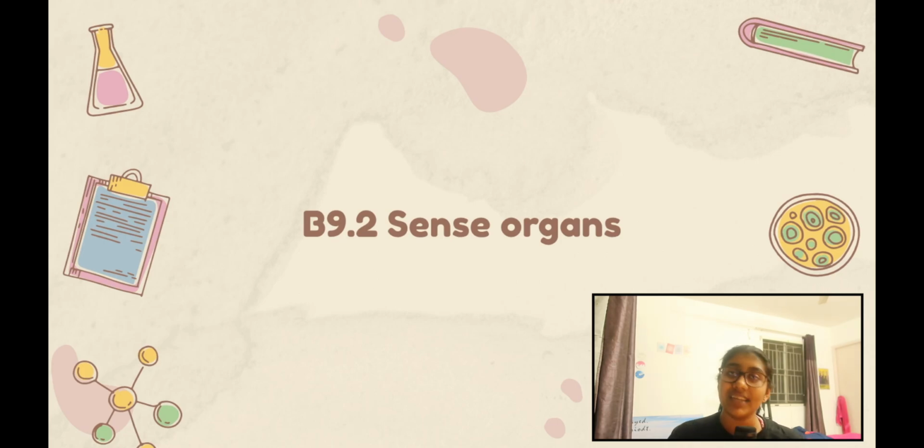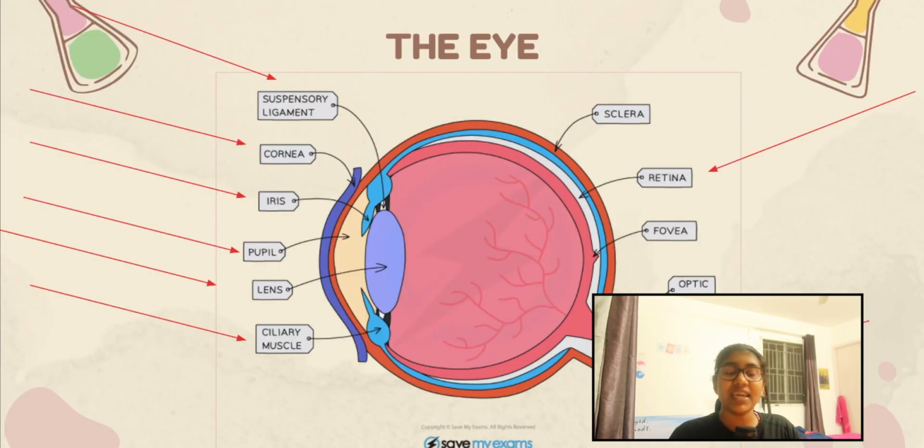We are now going to move on to the next syllabus section of this chapter, which is B9.2, which is all about sense organs. So in sense organs, the main thing that you need to know about is the eye. This is the main sense organ we learn about at IGCSE. And so this is a very good diagram. I would highly recommend just taking a few minutes right now, pausing the video if you need to, to look at the diagram and just grasp the main things.